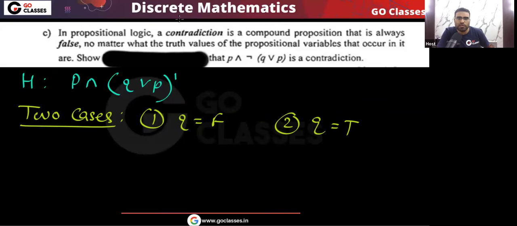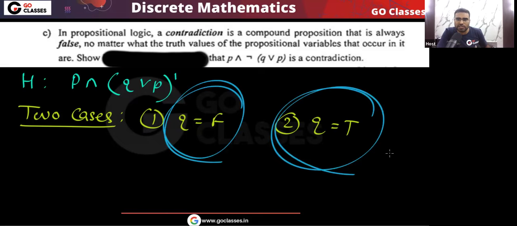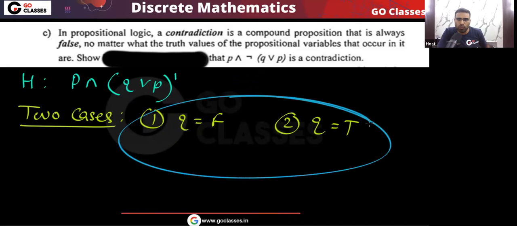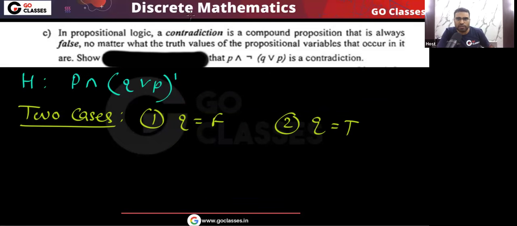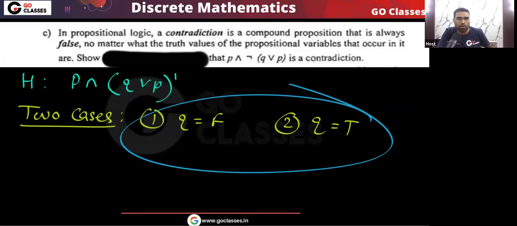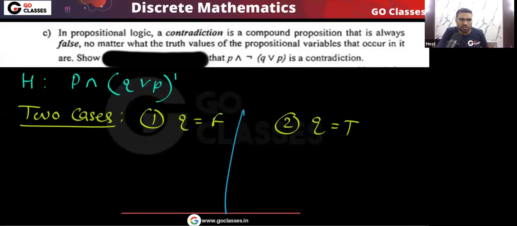Is there any other possibility? No. Either this or this. There is no other possibility. These two cases are covering all the possibilities. You can solve the question now also. Let's solve it. So when you take q equal to false, in this case, what is going to be the value of h?